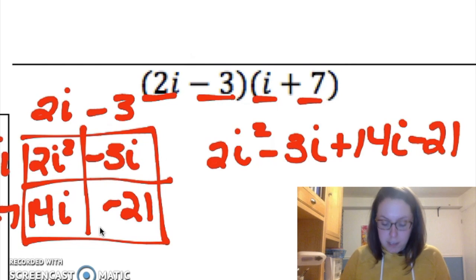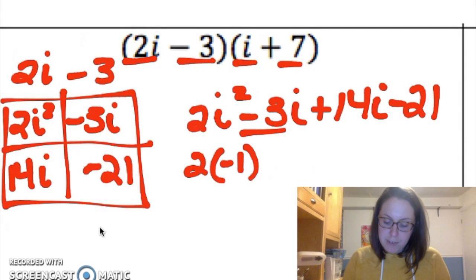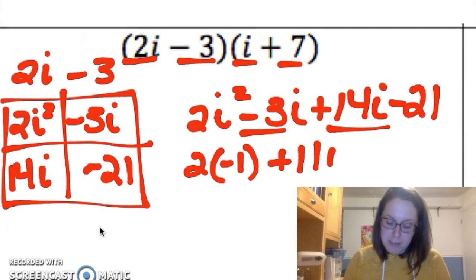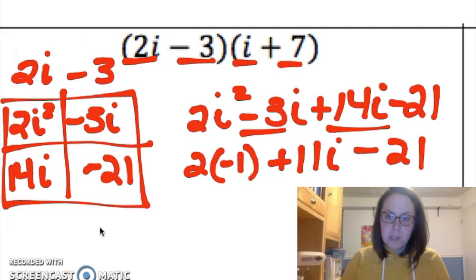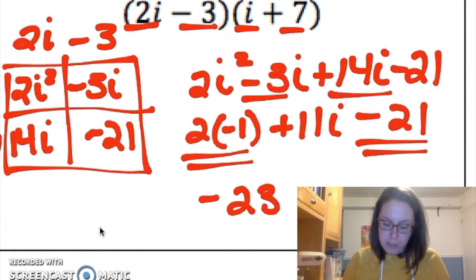We can simplify this a little. So 2i squared is really 2 times -1. -3i plus 14i is plus 11i, minus 21. And now this is -2 minus 21, so -23 + 11i.